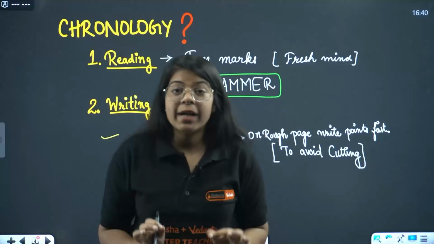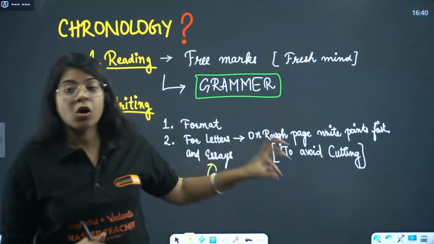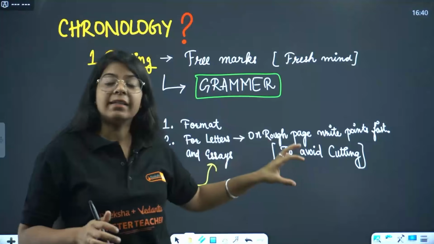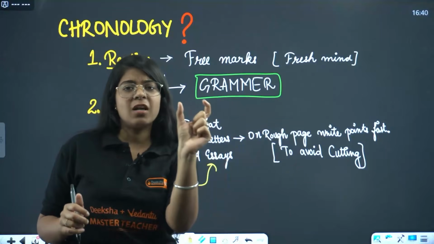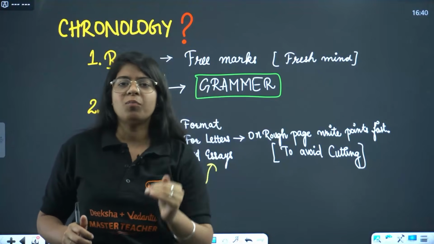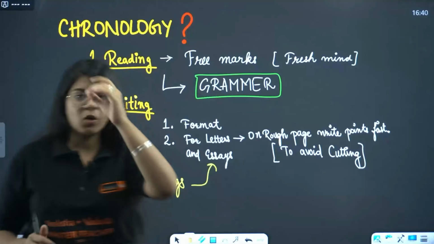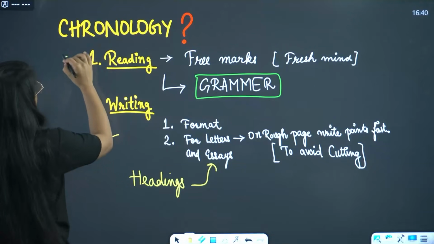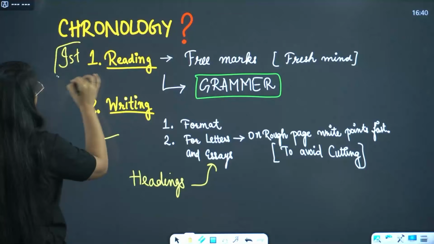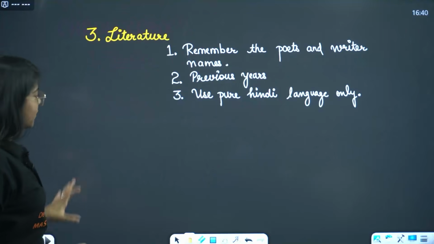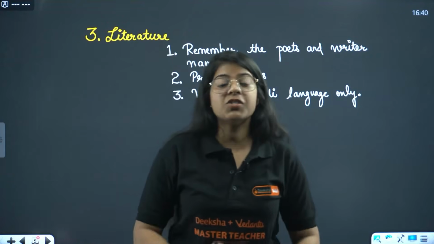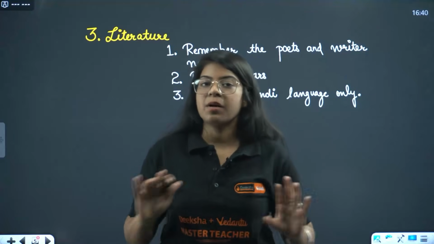So to avoid cutting, go to the last page, mark it as rough work, and then write the main points there, just a single word for each main point, and then form the whole paragraph in the actual answer. Okay, next, you have to attempt this at the first part. Then after, in writing or literature, you can choose.